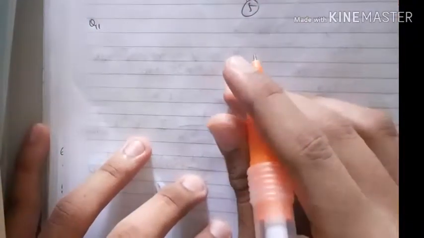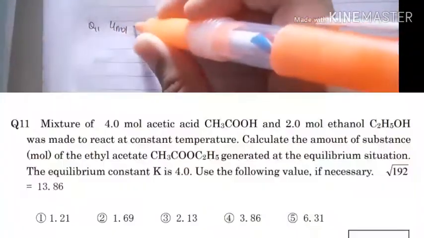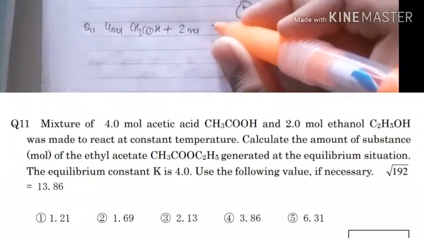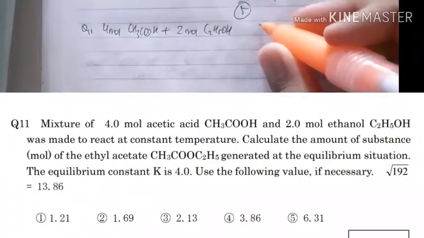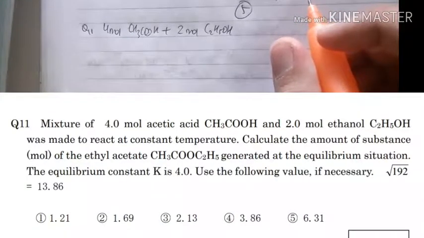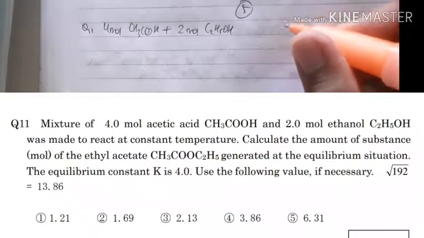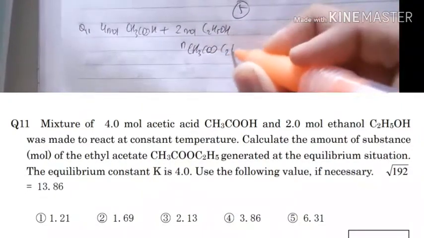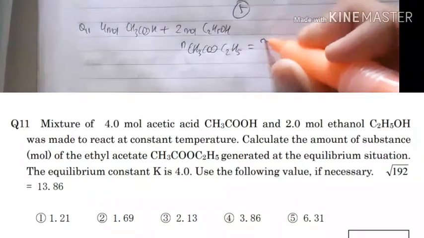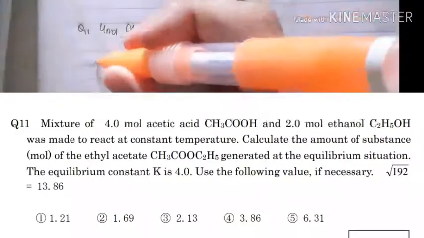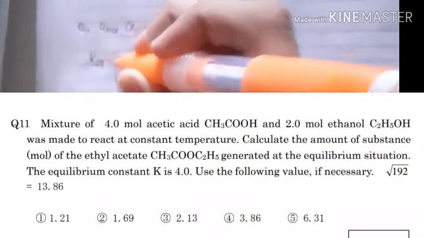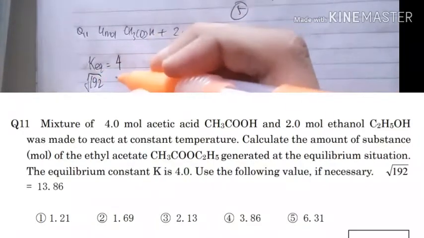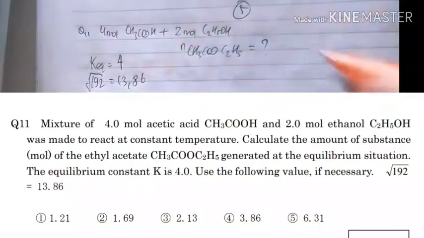2016 chemistry. Now, there are 4 moles of acetic acid reacted with 2 moles of ethanol at a constant temperature, and we are asked to calculate the amount of substance of ethyl acetate generated at equilibrium. It is known that the equilibrium constant is 4 and that the square root of 192 is 13.6.